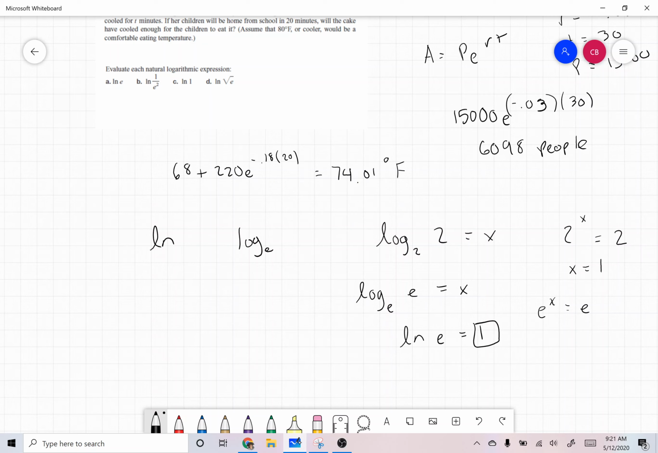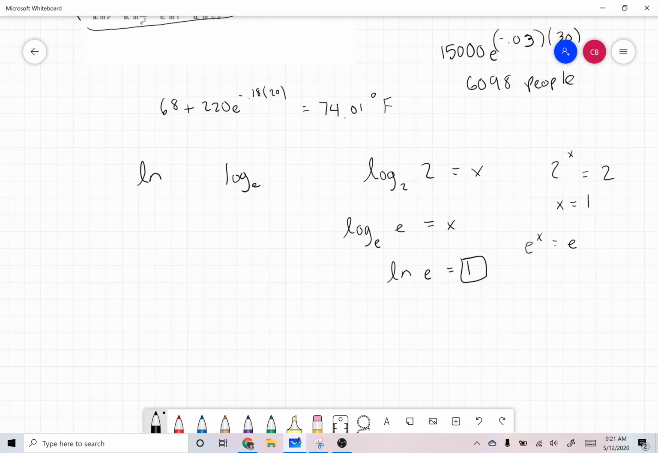Okay, so we're looking obviously at these problems here right now. The next one, we have ln of 1 over e squared. Well, we know that 1 over e squared can be rewritten as e to the negative 2. So what power is e being raised to? This is going to be e to the x is equal to e to the negative 2. Well, then x must equal negative 2.